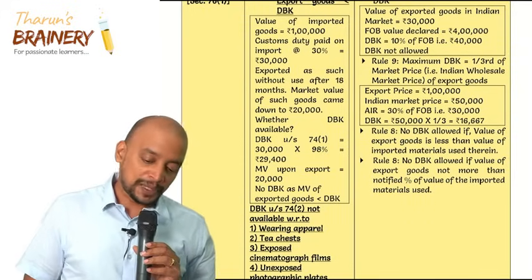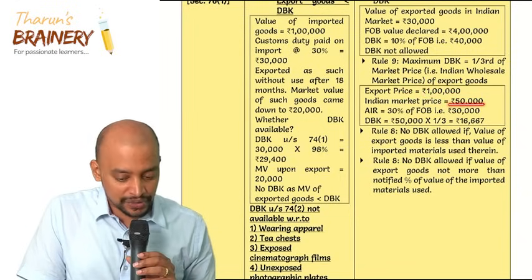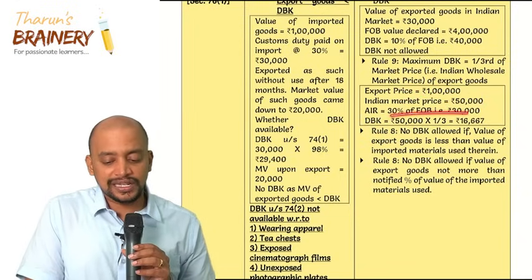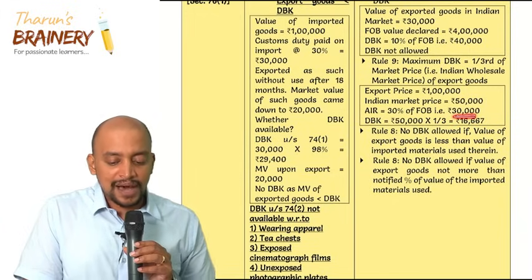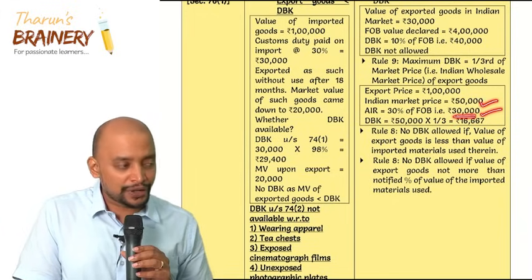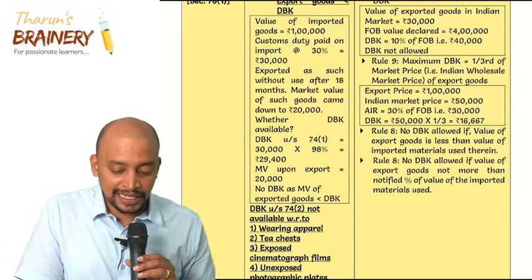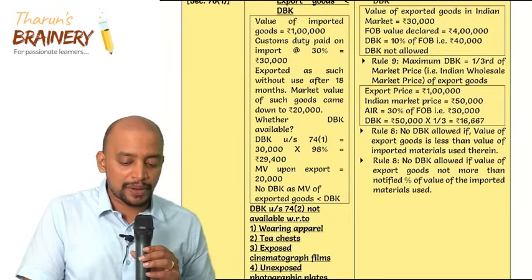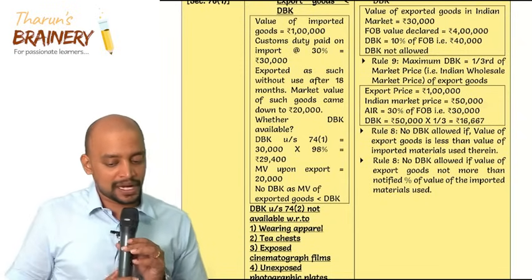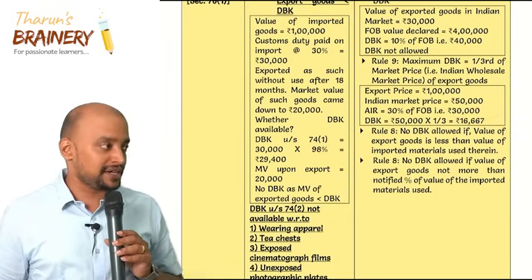See this example. Export price is 1 lakh. Indian market price is 50,000. And all industry rate is 30% of FOB, that is 30,000. So is the market value of these goods more than duty drawback? Yes. So previous restriction will not come. But here, whether we get entire 30,000, no. The maximum duty drawback will be 1/3 of the market price, that is 50,000 into 1/3, 16,667.